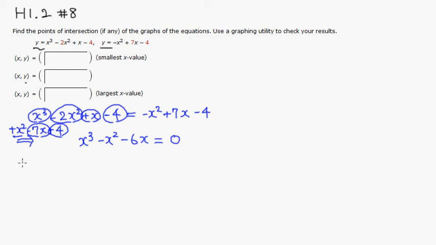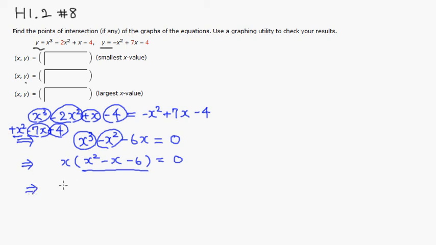Now we can factor. We can see that every single term has x in it, so I'm going to factor x out. If you factor x from x cubed, you get x squared. From negative x squared, you get negative x. And from negative 6x, you just get negative 6, equal to 0. Luckily the expression inside the parentheses can be factored further.